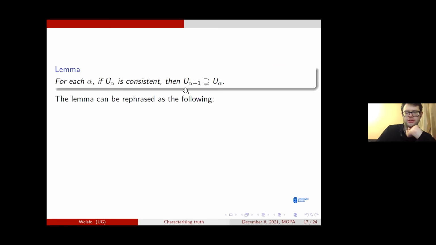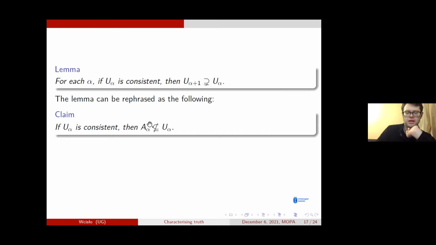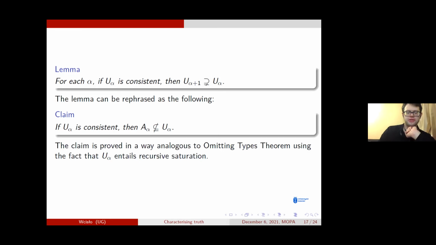And you can actually rephrase it as follows, which is what we're interested in. If U alpha is consistent, then A alpha is not contained in U alpha, which means you actually have such non-trivial conditions which would make it simple for A to be one of those parameters for which you can define a portion of a truth predicate. So the claim is where you use something like the omitting types theorem. Here you use the fact that U alpha entails recursive saturation. And here is where you use countability of the language. We don't know whether this is an important assumption.